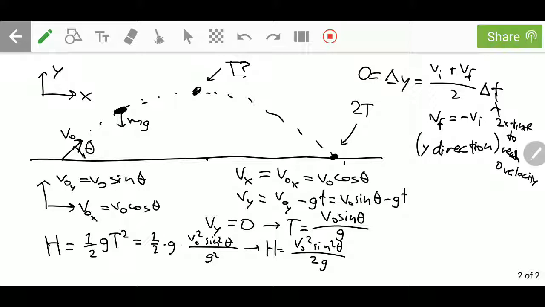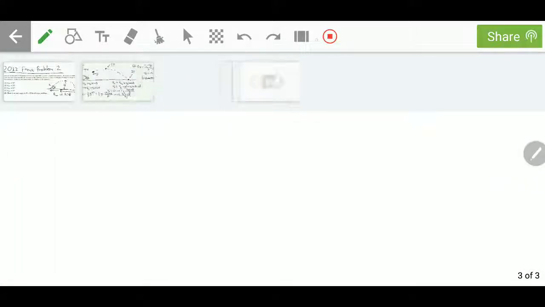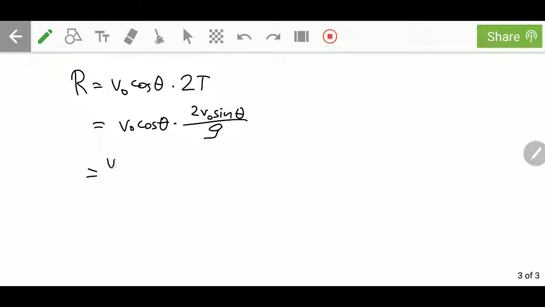Now, let me go to a new page. Now we know that the range will just be the velocity in the x direction, which is v naught cosine theta, times 2T, because 2T is the total time of flight. So it will be v naught cosine theta times 2 v naught sine theta over g. And that equals 2 v naught squared sine theta cosine theta over g.